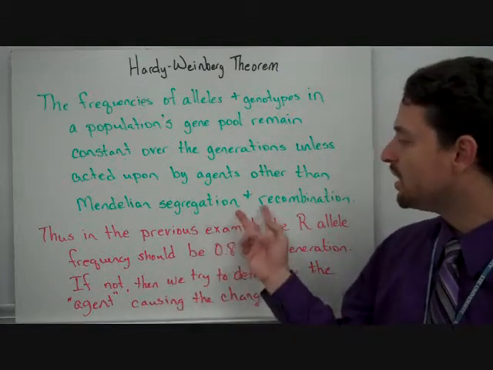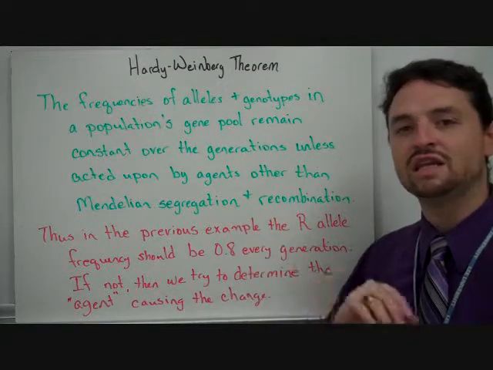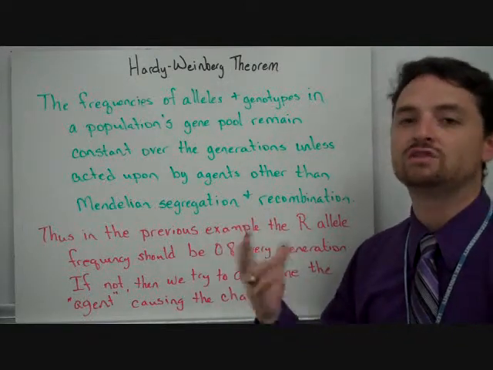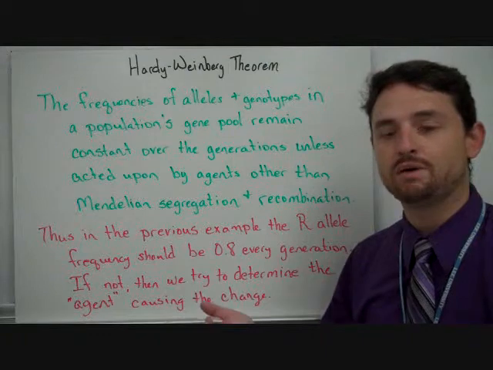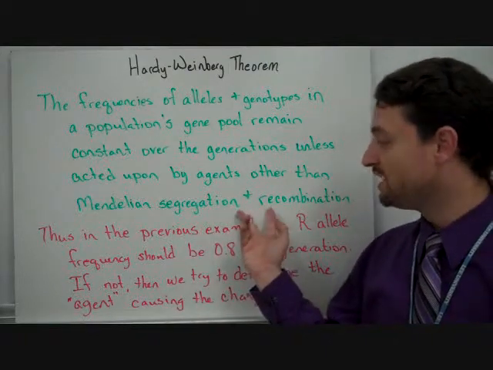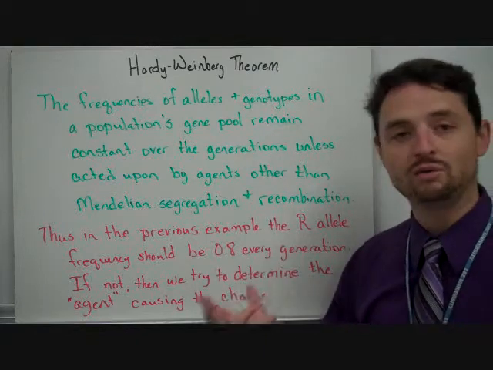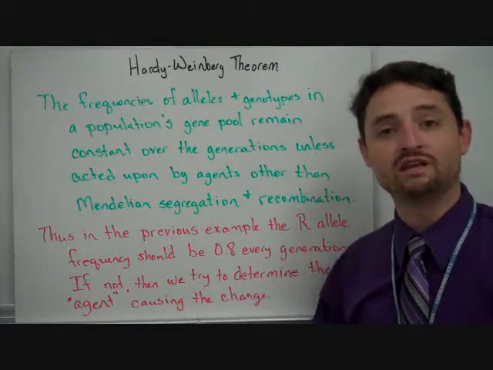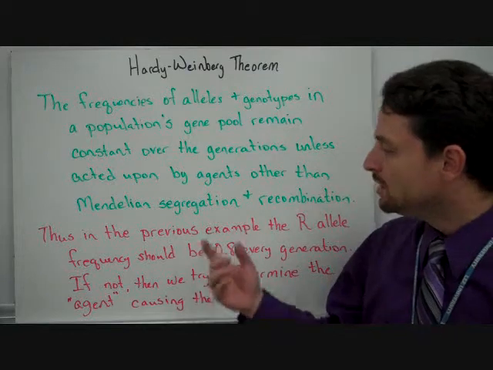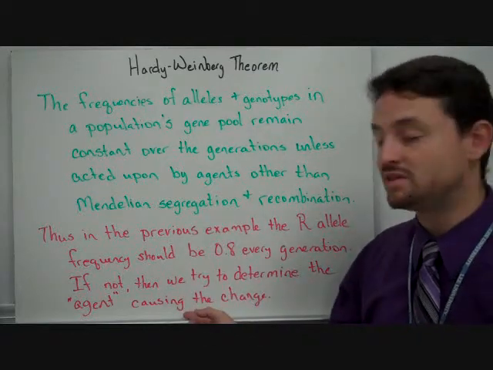And this is saying these are the two that just happen by chance anyways. We've talked about that before with genetics. So other than these two things, if there's anything else acting on them, that's going to evolve that population. If this is the only thing happening, then we say that population is in equilibrium or is not evolving at this current time.